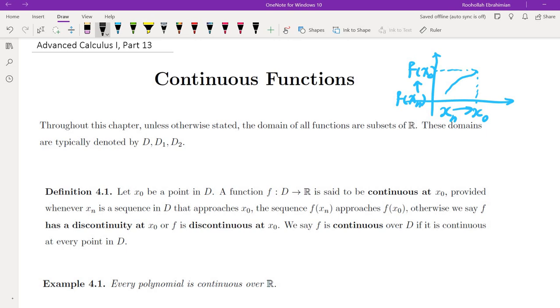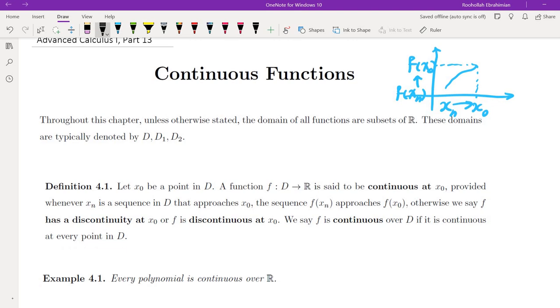Let x naught be a point in D. A function f from D to R is said to be continuous at x naught, provided whenever xn is a sequence in D that approaches x naught, the sequence f of xn approaches f of x naught. Otherwise, we say f has a discontinuity at x naught, or f is discontinuous at x naught. We say f is continuous over D if it is continuous at every point in D.